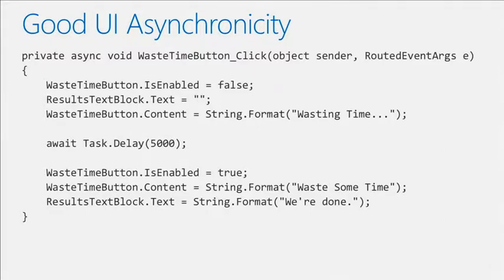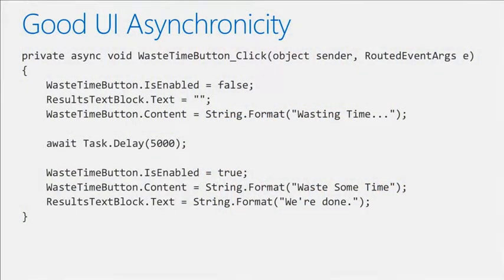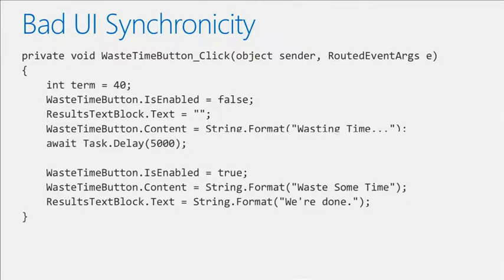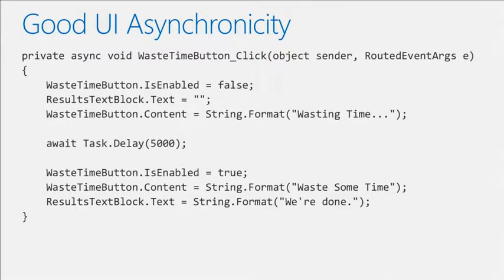So the UI will immediately redraw itself, the button will be disabled, everything else on the screen will still be active, and in 5 seconds, the continuation will run and set everything back, enable the button, set the button's text back to normal, and write something into the text block. And what made this possible was, if you look back at the bad version, look at the signature of the button handler there. It's private void WasteTimeButton_Click. In the good version, it's private async void.